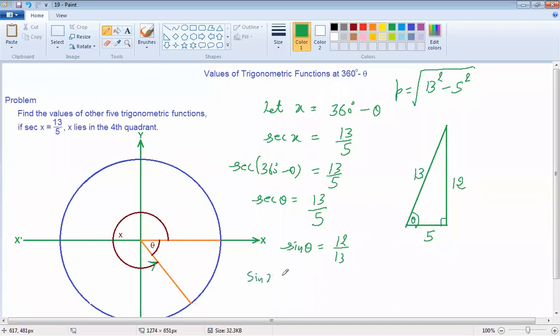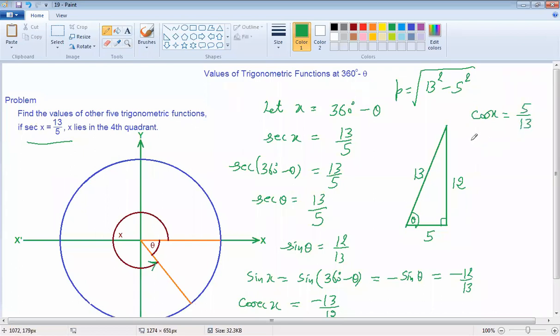So sine of x means sine of 360 degree minus theta. This is equal to minus sine theta. So this is minus 12 by 13. Its reciprocal we find side by side. Cosec x will be negative, minus 13 by 12, the reciprocal of sine x. Secant x is already given, 13 by 5. So cos of x is the reciprocal of secant, so 5 by 13. And tan of x, before that we find tan theta.